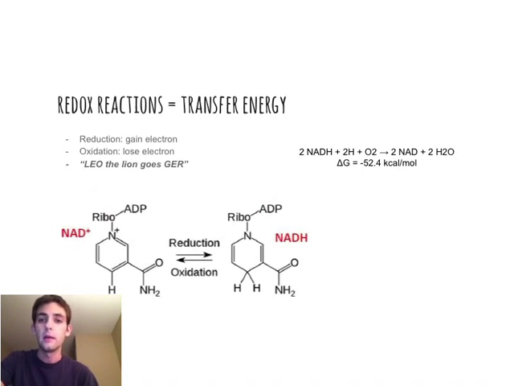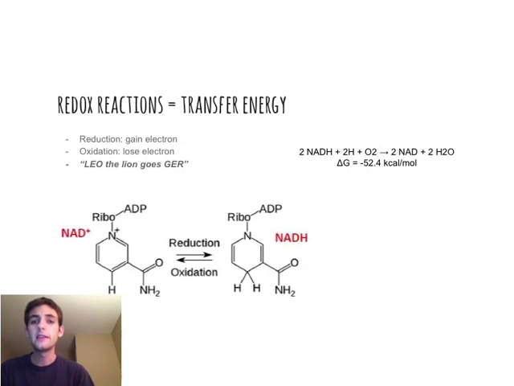So NAD becomes NADH, and when it does that, it can also become oxidized, meaning releasing that hydrogen or losing an electron. When we go from NADH to NAD, or oxidizing NADH, it's going to release negative 52.4 kilocalories per mole. That's a lot of energy.